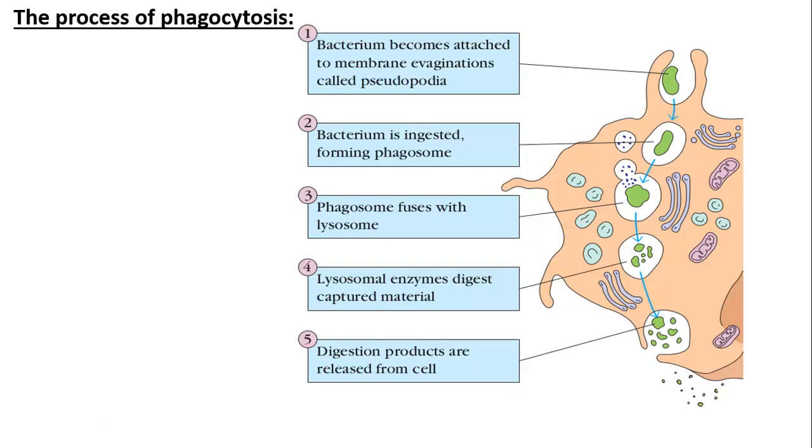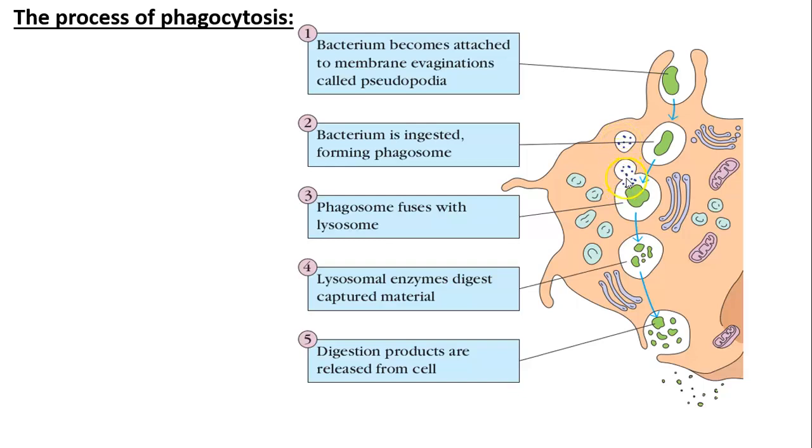Now, how do white blood cells do phagocytosis? The cell membrane makes extensions called pseudopodia. And then those extensions close, creating a vesicle. What do we call this vesicle? We call it the phagosome. And then this phagosome connects with a lysosome from the cell.